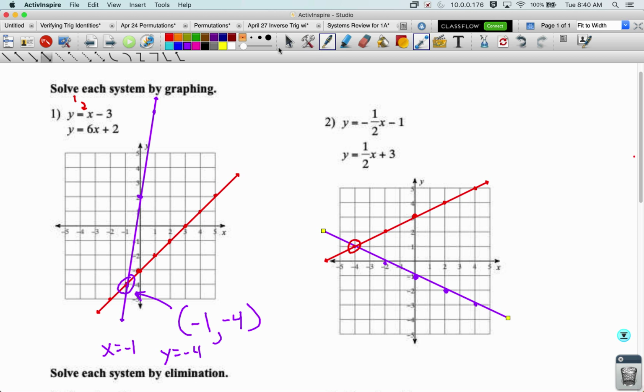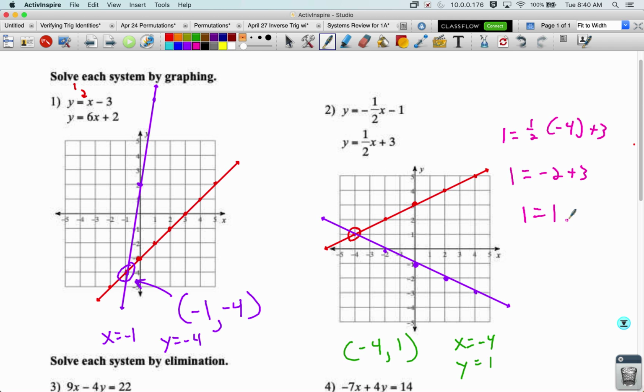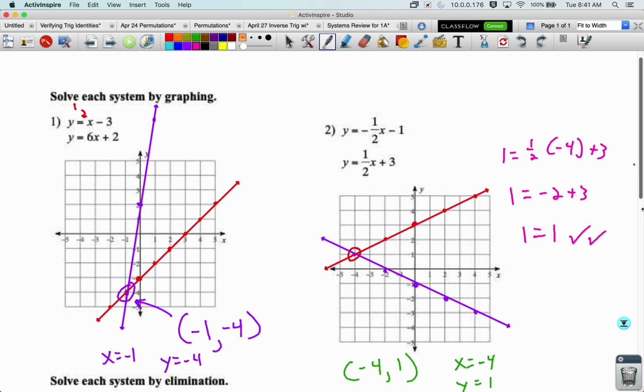All right, and then the last step, you gotta name this point. Go back to the origin, I'm going to go left 4 to be right underneath it, so -4, and then up 1, so a +1 right there. Or I can say x equals -4, y equals 1. And let's go ahead and check this with one of the equations. Let's try plugging it into that bottom equation. Does 1 equal 1/2 of -4 plus 3? Does 1 equal -2 plus 3? 1 equal 1? That's a good way to double check.